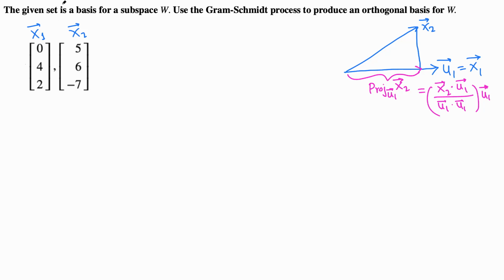The given set is a basis for a subspace W. So these two vectors form a basis for W. Use the Gram-Schmidt process to produce an orthogonal basis.